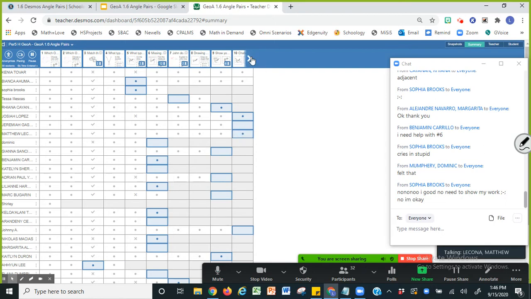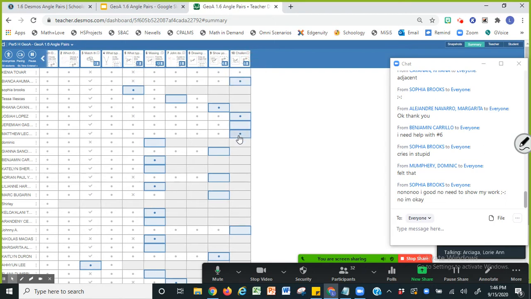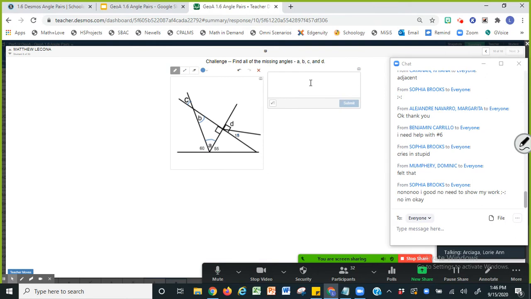I need help with number 10. I just need clarification. Okay, so find A, B, C, D. First find A. Doesn't it add up to 180? Yeah, that's right. So then X is 55, right? Then I subtracted it from that 180. I got that right.